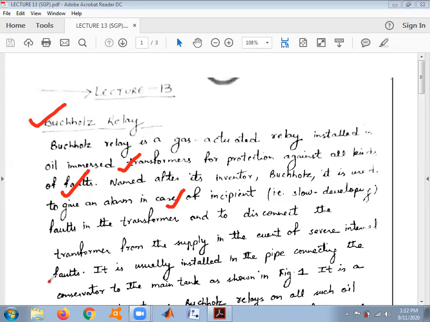So from this we can conclude that Buckholz relay can be used for minor faults as well as major faults. In case of minor faults, the alarm circuit will operate, and in the case of major faults, the circuit breaker will operate. Buckholz relay is usually connected in the pipe connecting the conservator to the main tank, as shown in figure number 1.